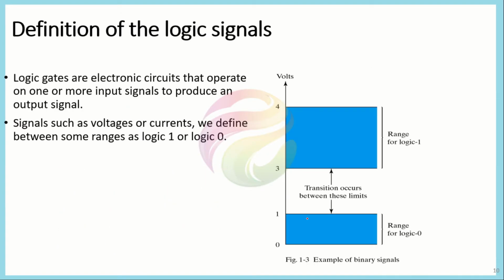We have already seen that the logic levels are generally defined in the form of a certain voltage level. Generally there are different standards that are followed. Generally we say that if the voltage level is between 0 to 1 volts, it represents logic level 0, and if it's between 3 to 4 volts, then it represents logic level 1.